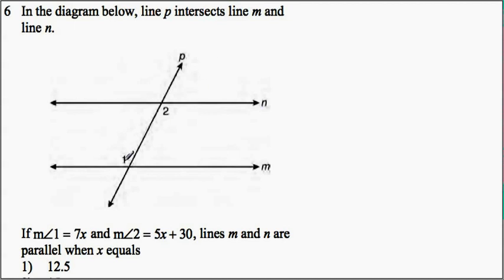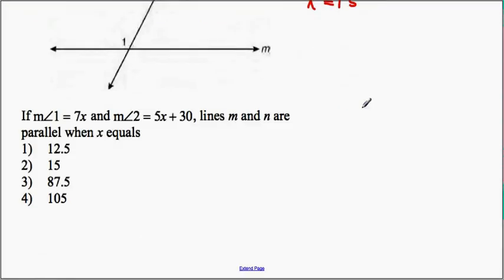Alright, so angle 1 and angle 2, as you can see, are alternate interior angles. Now, what's the value of x? Alternate interior angles are equal to each other, so we can set up 7x must be equal to 5x plus 30. Subtracting 5x, we have 2x must be equal to 30, where x must be equal to 15. So the answer must be 15. Choice 2.